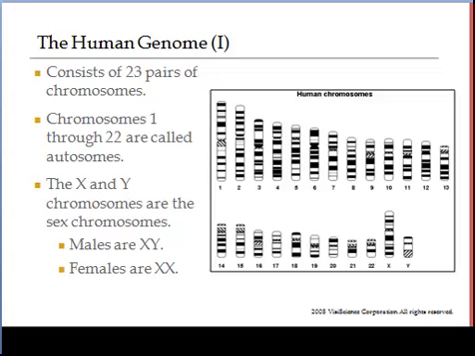The first 22 pairs of human chromosomes are called autosomes. The 23rd pair of human chromosomes determines the gender. And so human females carry 2 X chromosomes, one inherited from the mother, one inherited from the father. Human males carry 1 X chromosome and 1 Y chromosome. Males inherit their X chromosome from their mothers, and their Y chromosome comes from their fathers.